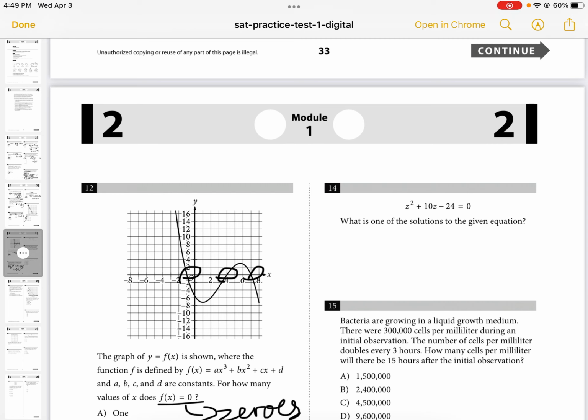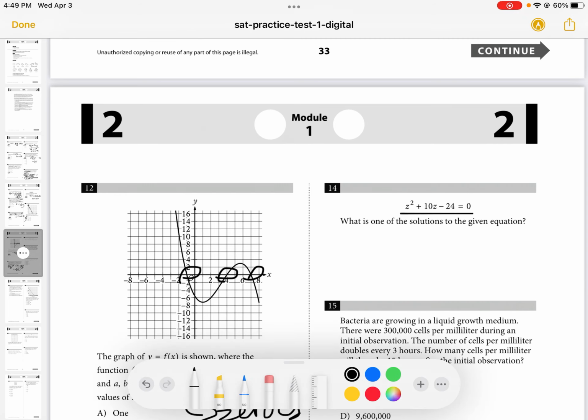Alright, number 14. Z squared plus 10z minus 24 equals 0. What is one of the solutions to the given equation? So to factor this, we're looking for two numbers that multiply to negative 24 but add to 10. Those numbers are 12 and negative 2.